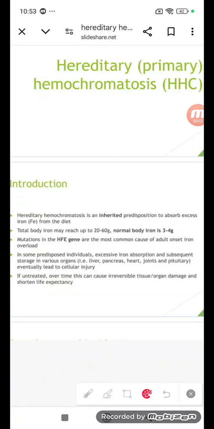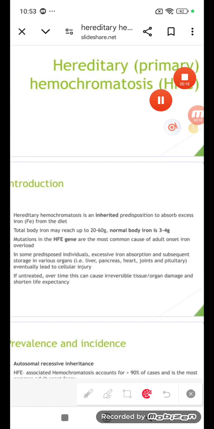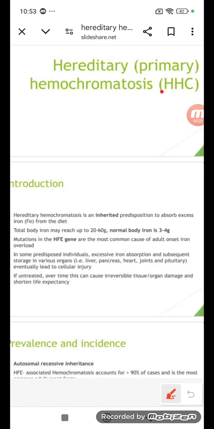Today we are discussing one of the topics in genetics: hereditary hemochromatosis, or genetic hemochromatosis. It is also called HHC, hereditary hemochromatosis. First of all, hemochromatosis is related to the blood, especially related to iron particles.